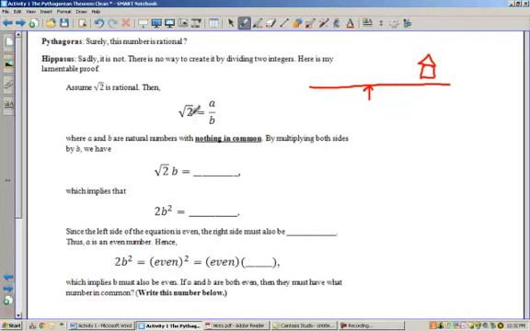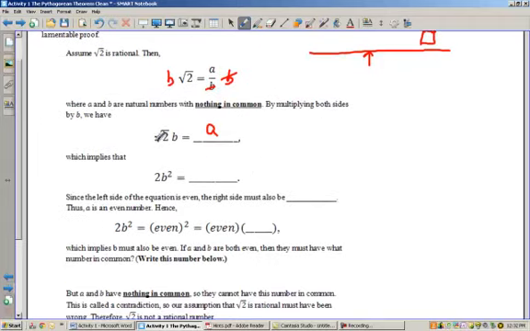First we multiply both sides by b. Multiply this side by b and this side by b, of course the b's will cancel on this side, and you get root 2 times b equals a. Which implies, if you square both sides, the square root of 2 squared is 2, and you get 2 b squared, and then down here you get a squared.